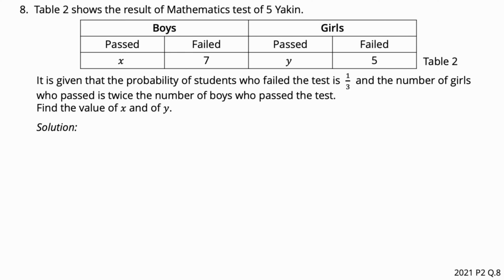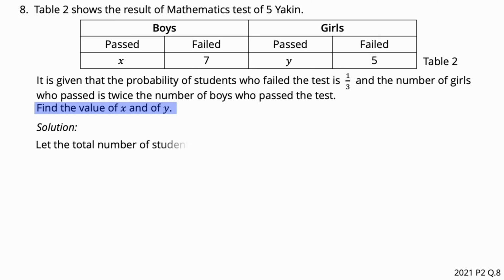Question number 8. Table 2 shows the results of a mathematics test of 5 Yakin. It is given that the probability of students who fail the test is 1 over 3, and the number of girls who pass is twice the number of boys who passed the test. Find the value of x and of y.